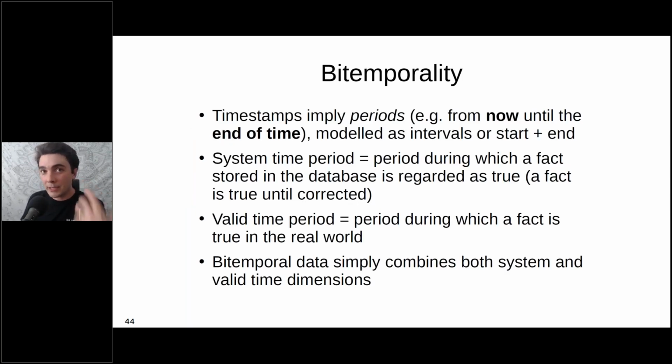Now, in terms of actual implementation, usually timestamps are treated as periods, and we have the valid time period and the system time period. And bitemporal data simply says that you have these periods, and the periods don't overlap, which we'll come to in a moment.